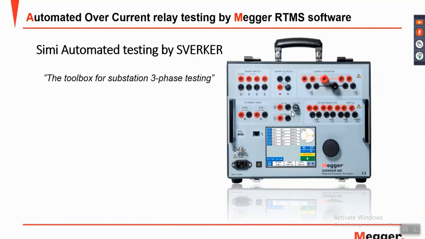Now, how to test the overcurrent relay using the Sverker? It's very easy. It's just connecting your output of the Sverker to the relay. And then if we want to do it as semi-automatic, we can do a pickup dropout, and then we can do the timing test. How can we do it? It's very easy. There is no software needed here. So by the knob itself, we can vary the current so as to see the pickup and dropout.